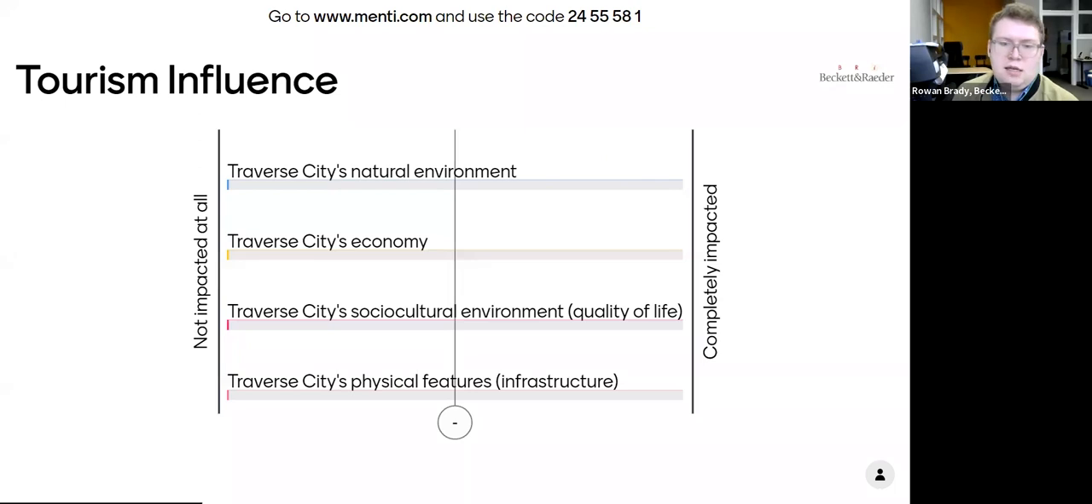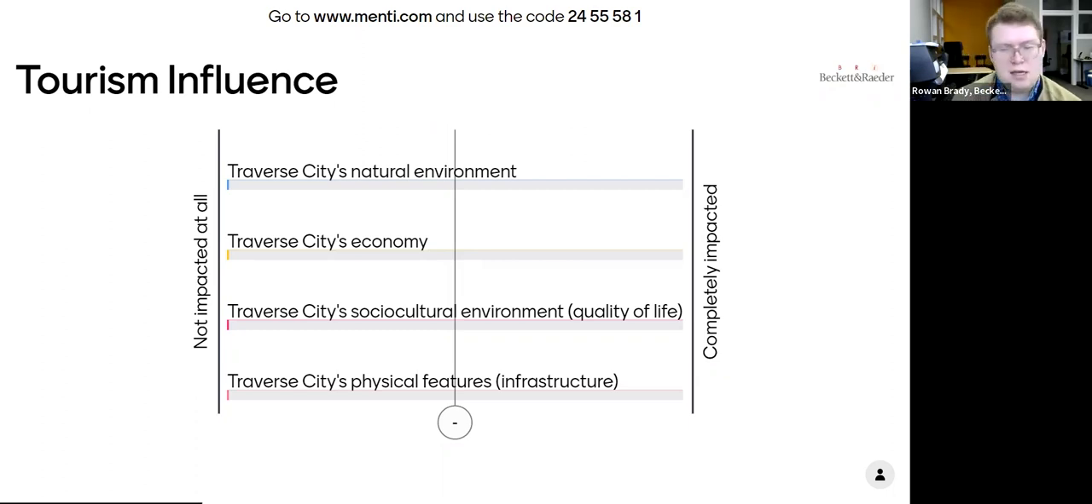And before we get into content, I would like to gauge how much you think Traverse City's environment, economy, sociocultural environment, and physical features are influenced by the tourism industry. One being not impacted at all, and 10 being completely impacted. So if you want to rate each of these factors on a scale of 1 to 10 in terms of how much each is influenced by tourism.